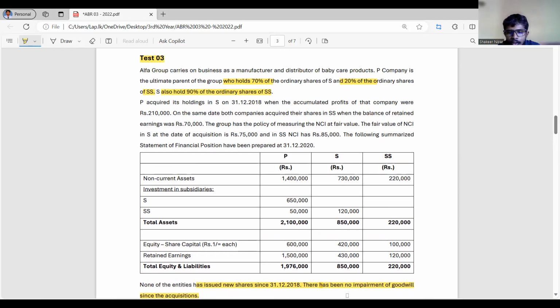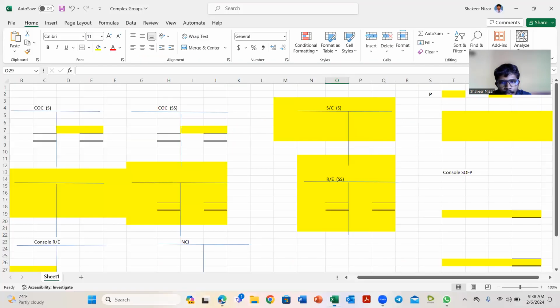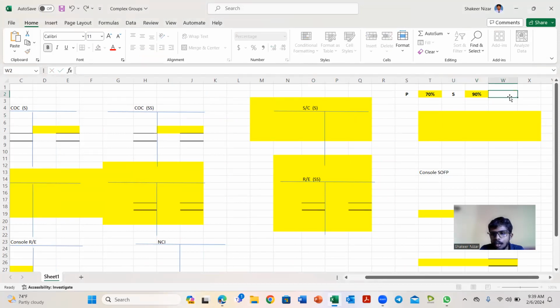I will share this in Excel format. I think my Excel is visible. Firstly, we want to identify that the parent holds 70% of its subsidiary, and the subsidiary owns 90% of the SS subsidiary.